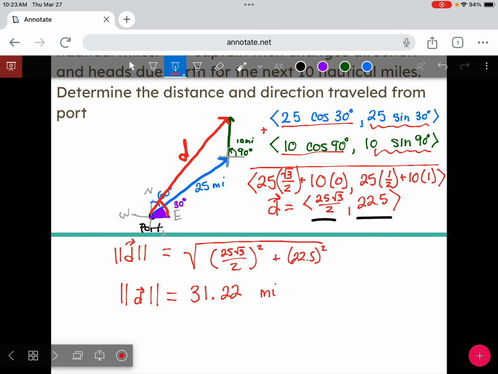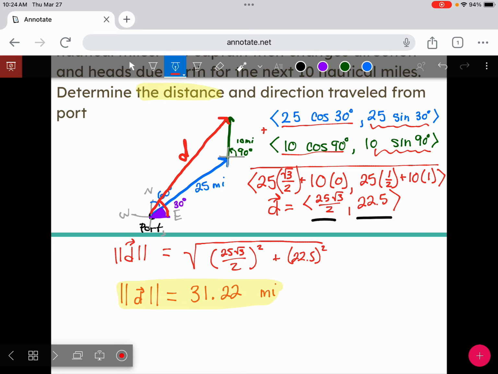Which seems about right. If they went 25 miles in one direction and 10 in the other, it should be a little smaller than the sum of the two. It makes sense. It's a logical answer, which is always a good idea to check. Make sure it makes sense. Don't tell me that they went 500 miles on this kind of stuff. So that's our distance, the distance that they traveled. This is part of our answer: how far from port they are.